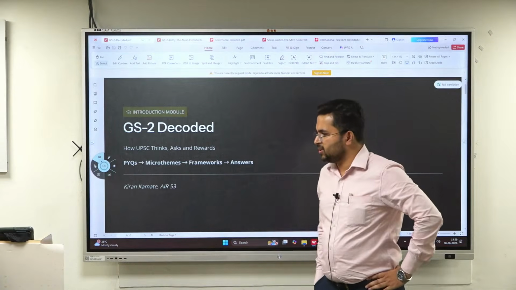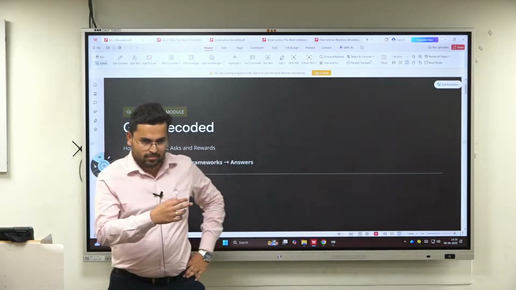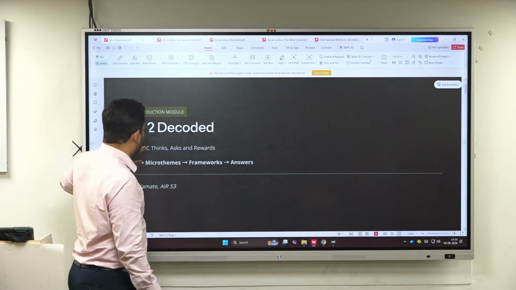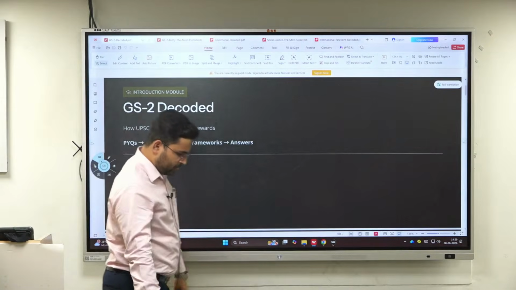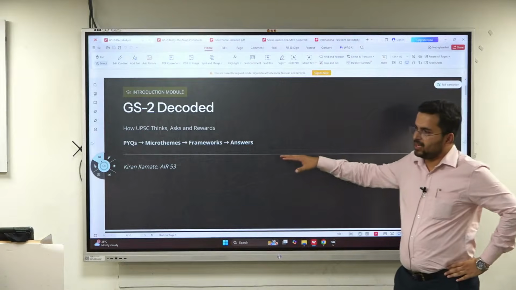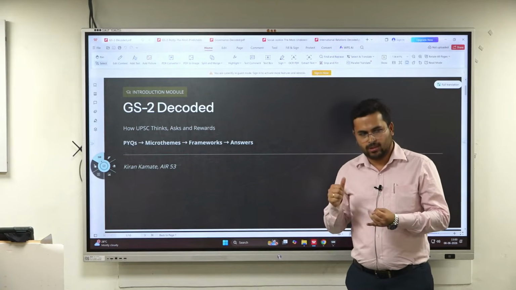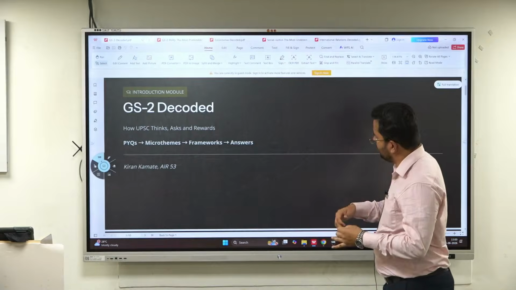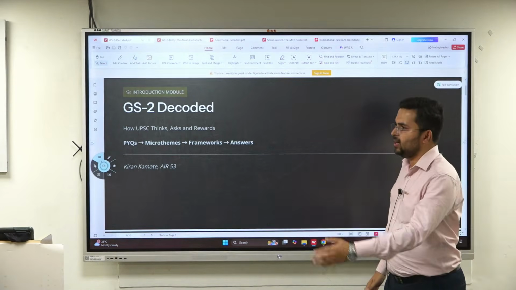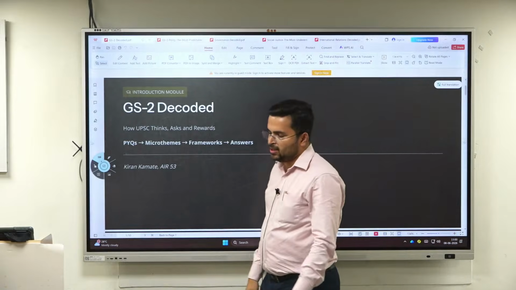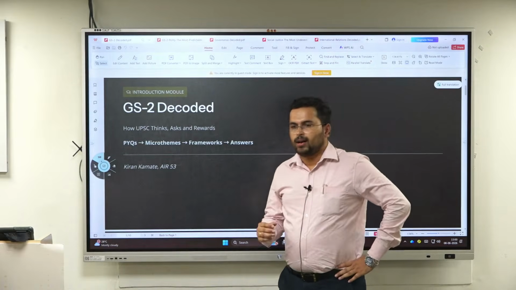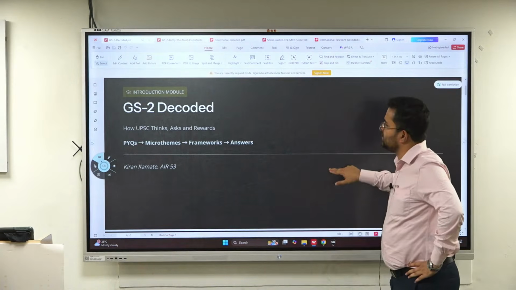We'll start off. I've made 4 modules, both of us sharing 2 each. This is the GS2. First, I'll briefly explain the GS2 syllabus. This is strictly prepared based on the PYQ micro themes. Then I'll help you understand the various frameworks, then ultimately answers. So the session is for value enrichment, answer writing frameworks, analysis of PYQs, etc.